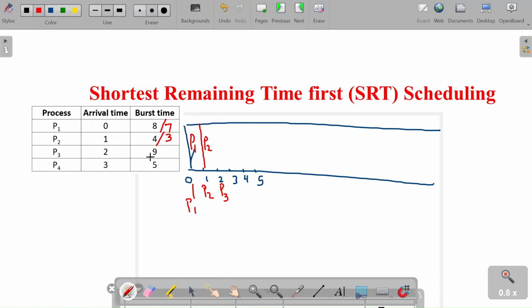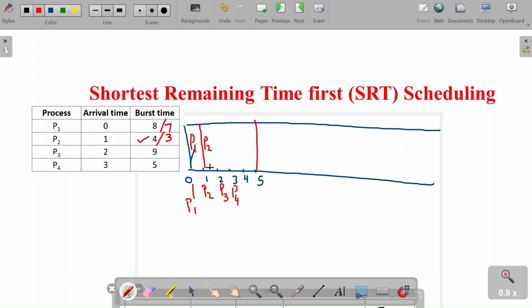Next one is P4. At time 3, P4 also joins the ready queue. P4 requires 5. Among 7, 3, 9, 5, which is the minimum? 3 is the minimum, so P2 will complete its job. From time unit 1 to 5, that is 4 units of time, P2 will complete the job.